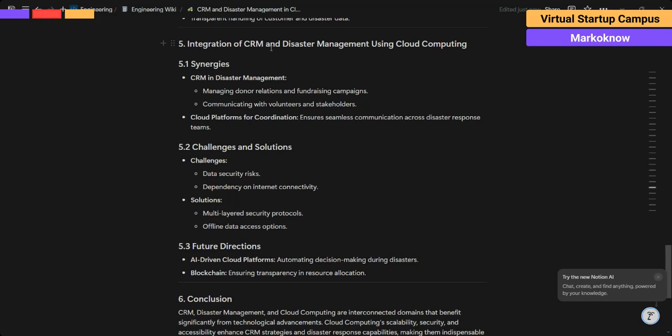The CRM in disaster management manages donor relations and fundraising campaigns. Like, this is the example format. Okay, and communicating with volunteers and stakeholders, and cloud platforms for coordination ensure seamless communication across the disaster response team.